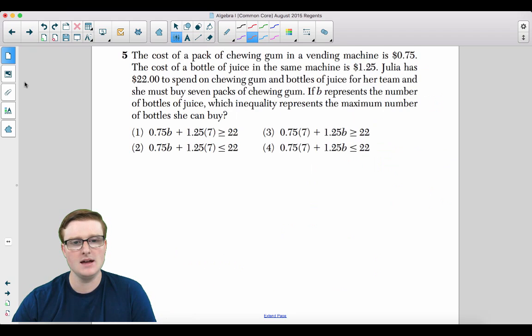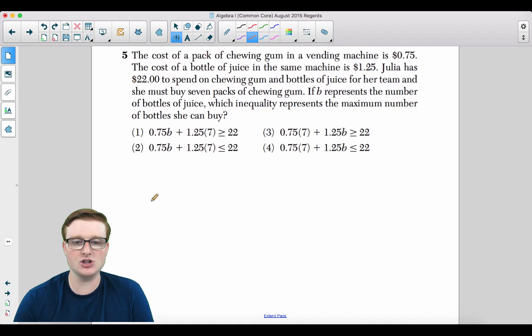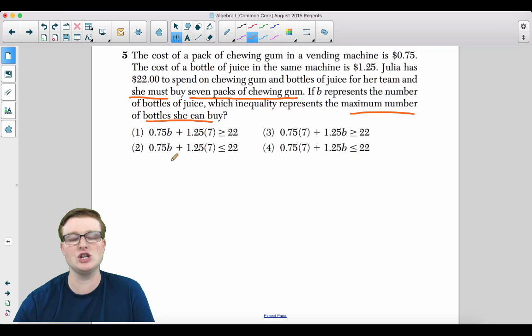All right, moving on. Number 5, the cost of a pack of chewing gum in a vending machine is 75 cents. The cost of a bottle of juice in the same machine is $1.25. Julia has $22 to spend on chewing gum and bottles of juice for her team, and she must buy 7 packs of chewing gum. If B represents the number of bottles of juice, which inequality represents the maximum number of bottles she could buy?